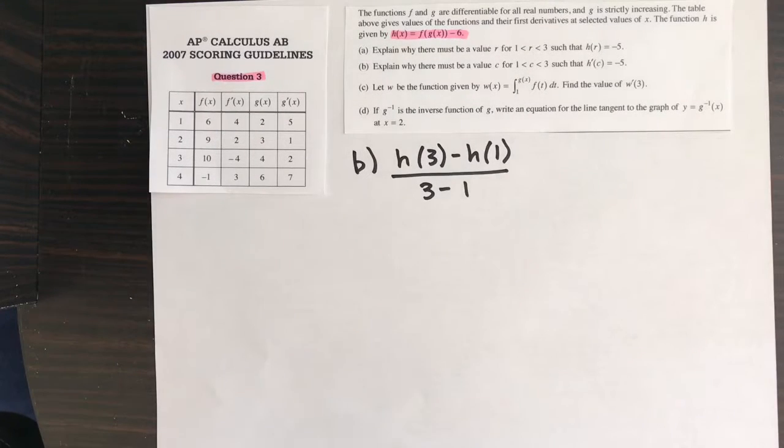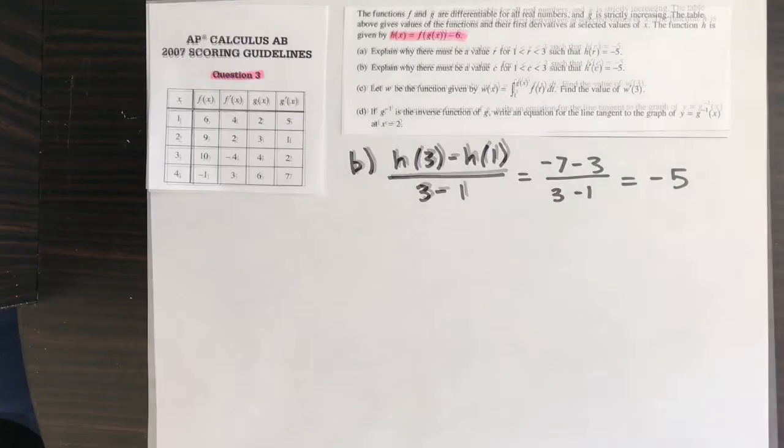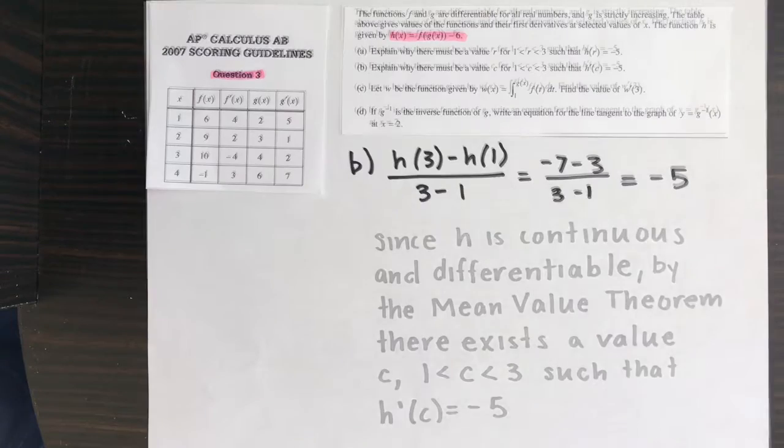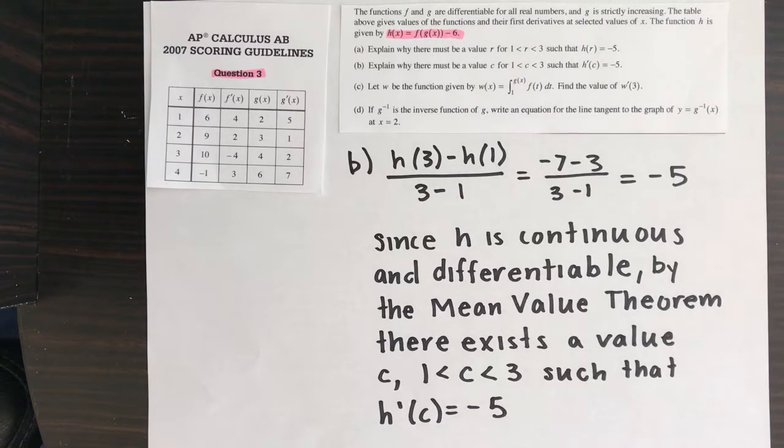So to begin solving this problem using the mean value theorem, we must begin by finding the slope of the secant line. Using the slope formula in the table we're given, we see that the secant line has a slope of negative 5. Now to show that we can use the mean value theorem on this problem, we must know that h is continuous and differentiable, which we do know since f and g are both differentiable, thus continuous. We can then say, since h is continuous and differentiable, by the mean value theorem there exists a value c between 1 and 3 such that h prime of c equals negative 5.